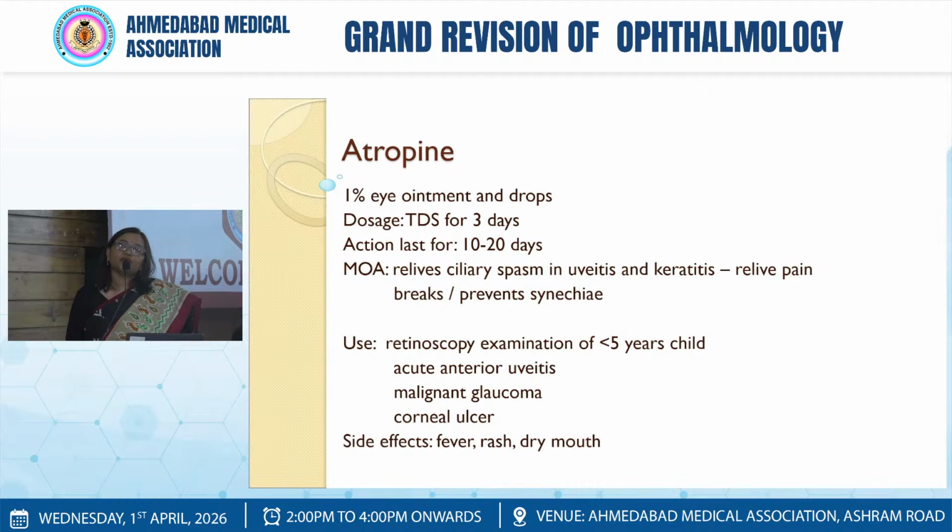In a uveitis patient, the advantages of atropine are, first, it breaks the synechiae or prevents the formation of synechiae because of the inflammation. Second, it decreases the inflammatory mediators available in the anterior chamber. And third, it reduces the ciliary spasm, which relieves the pain in patients with uveitis.